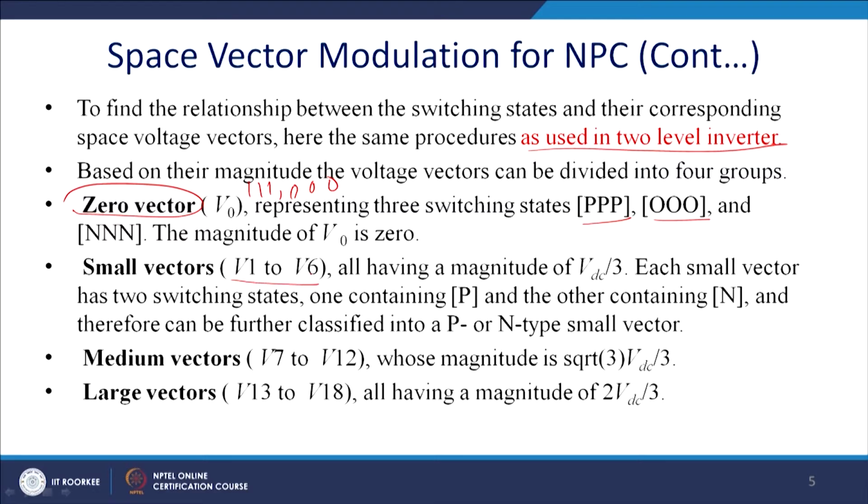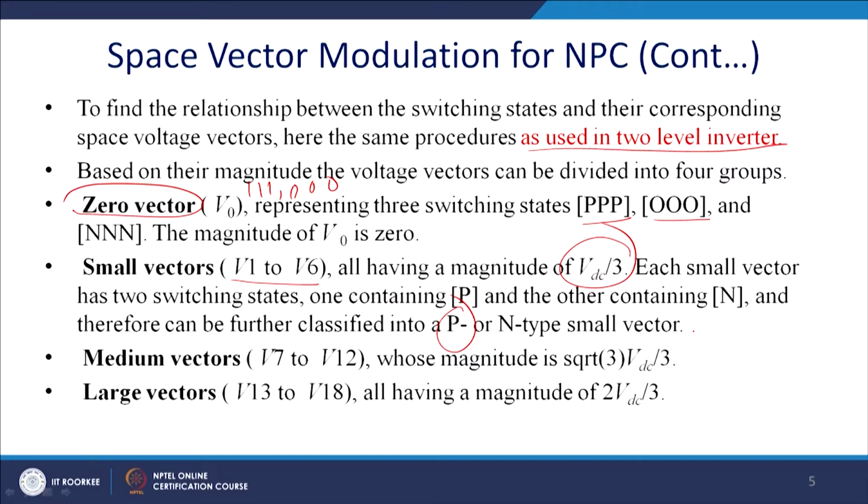We shall show that all the small vectors will have a magnitude of VDC by 3. Generally all the vectors of the 2 level inverter have a magnitude of, if you follow Bimal Bose's book, 2 by 3 VDC. So, it will be half vector for the system, or small vectors. Each small vector has 2 switching states, one containing P and the other containing N, and therefore can be further classified as P type or N type small vectors.